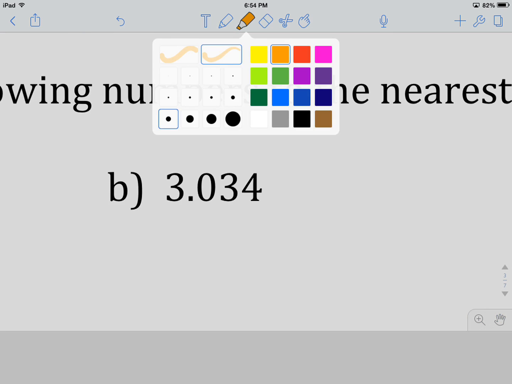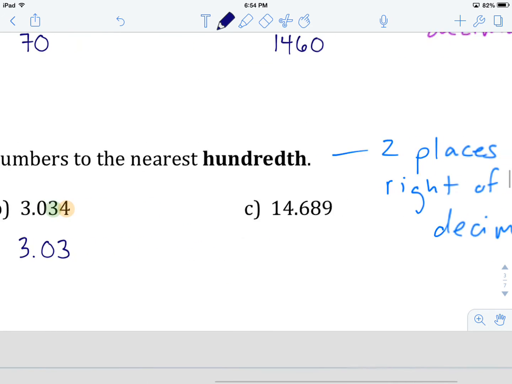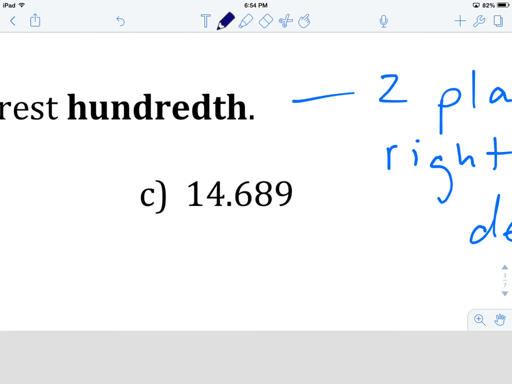3.034. Again, as always, let's start by finding the place value we want to round to. Hundredths, that's 2 to the right of the decimal. We look to the digit after it, which is a 4, to tell us how to round that 3. 4 tells us to keep the 3 the same. So we have 3.03 rounded to the nearest hundredth. What I'd like you to do here is hit pause and try example C on your own. Come on back when you're done and we'll see how you did.